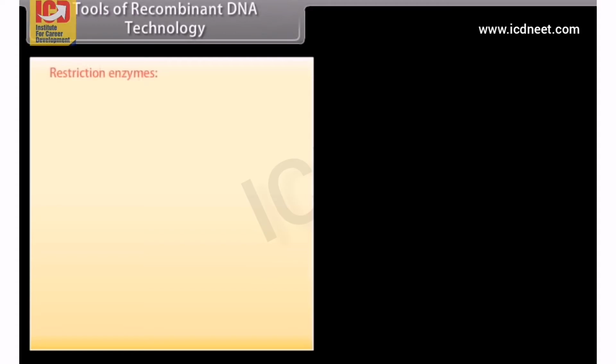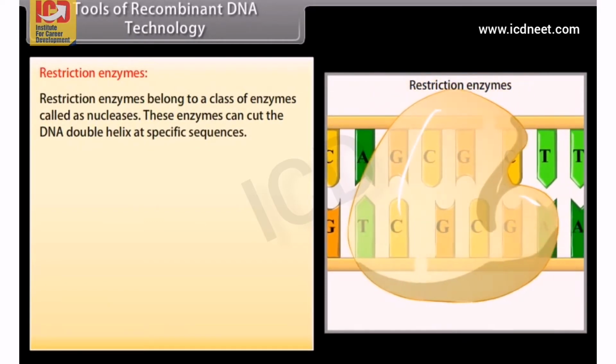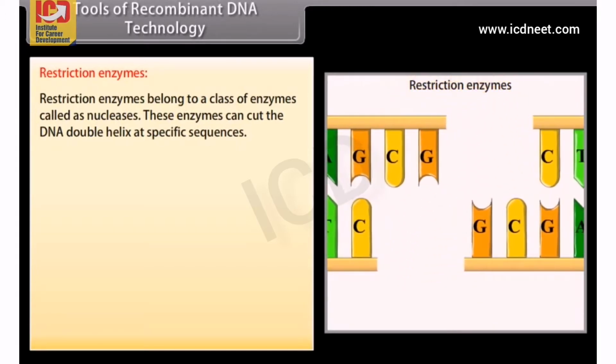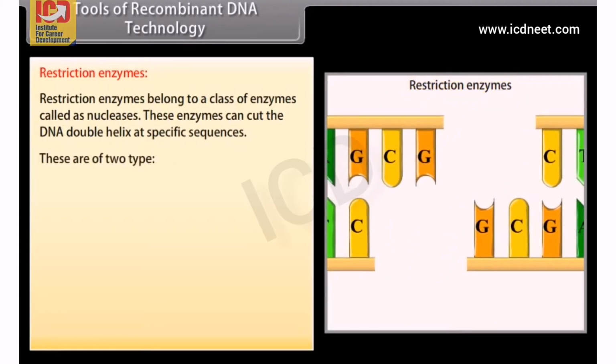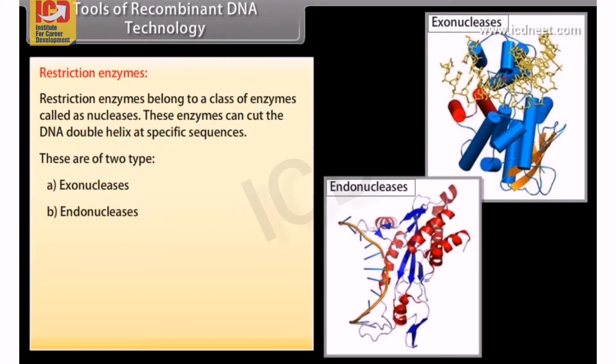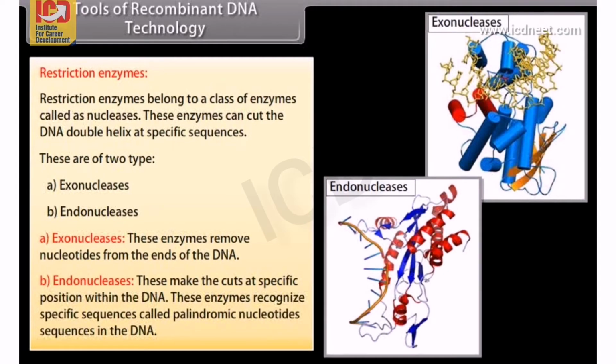Tools of recombinant DNA technology. Restriction enzymes. Restriction enzymes belong to a class of enzymes called as nucleases. These enzymes can cut the DNA double helix at specific sequences. These are of two types: exonucleases and endonucleases. Exonucleases. These enzymes remove nucleotides from the ends of the DNA. Endonucleases. These make the cuts at specific position within the DNA.